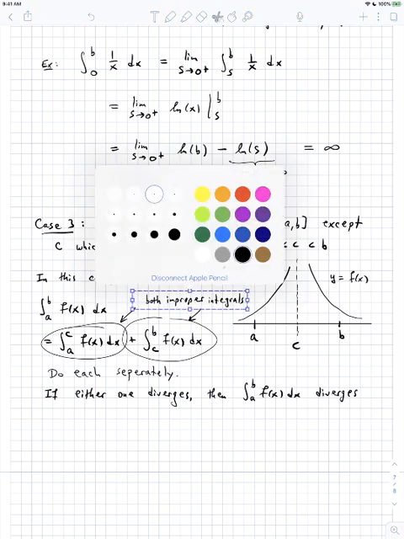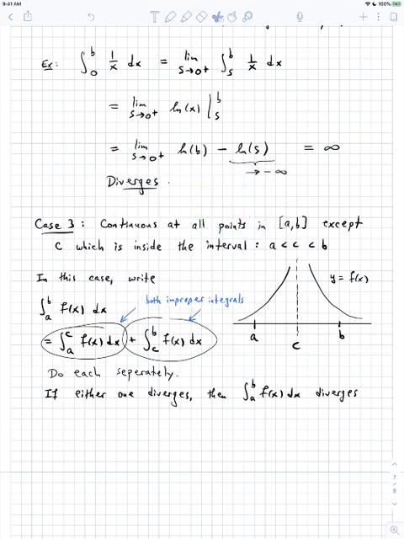So the idea is, if you start with an improper integral where the infinite discontinuity is in the middle, you divide it up into two improper integrals. Notice that the discontinuity is on the right endpoint here, but the left endpoint here. And so then you use case 1 and case 2 separately. So you do each separately. And if either one of these diverges, or both, then the original thing diverges.